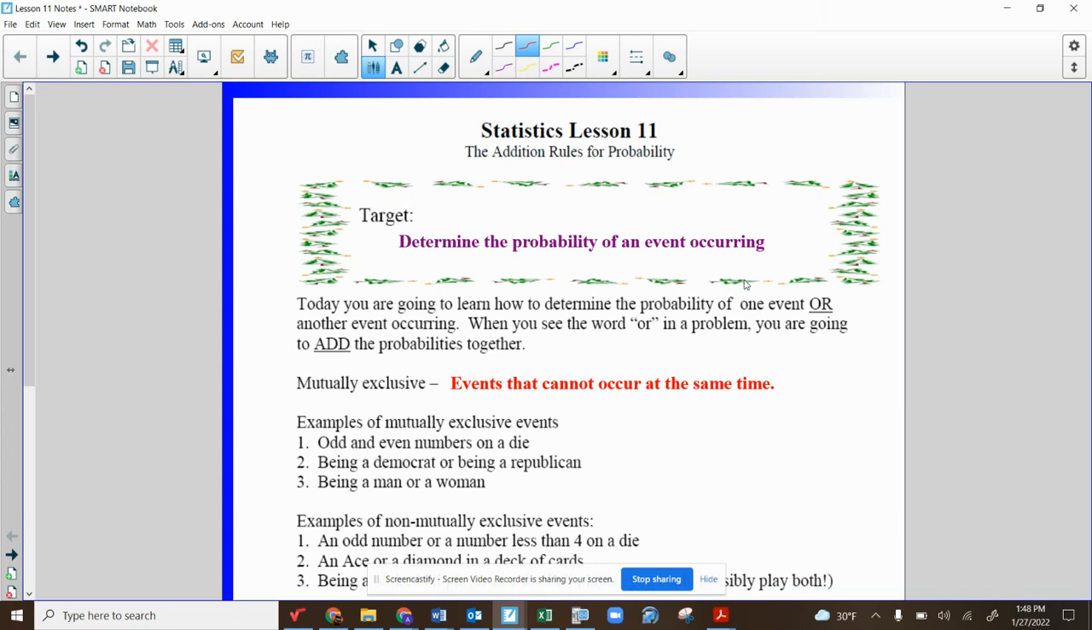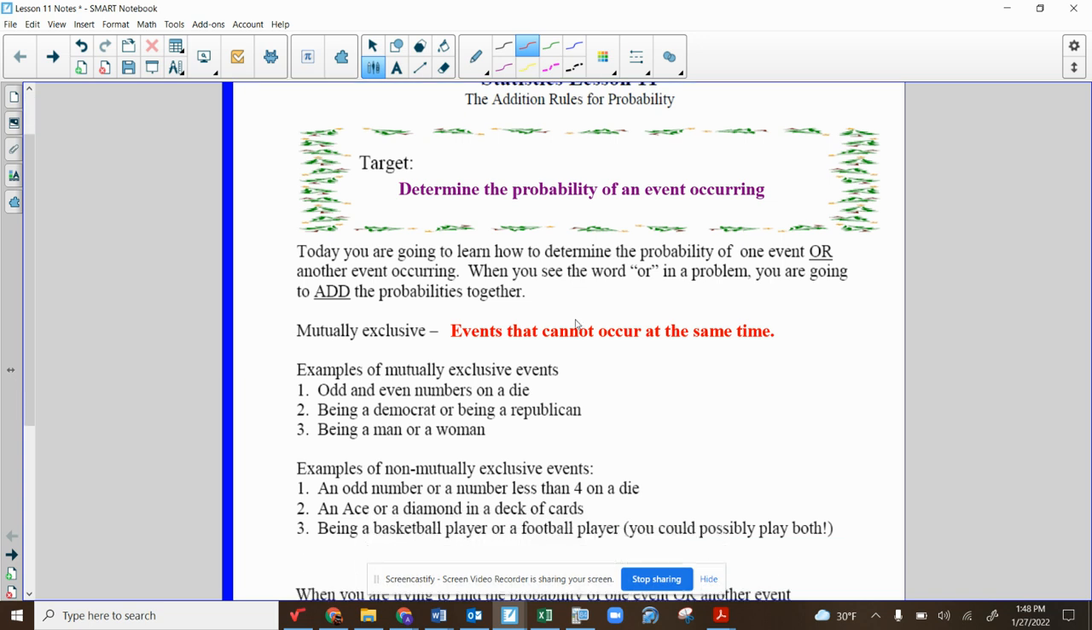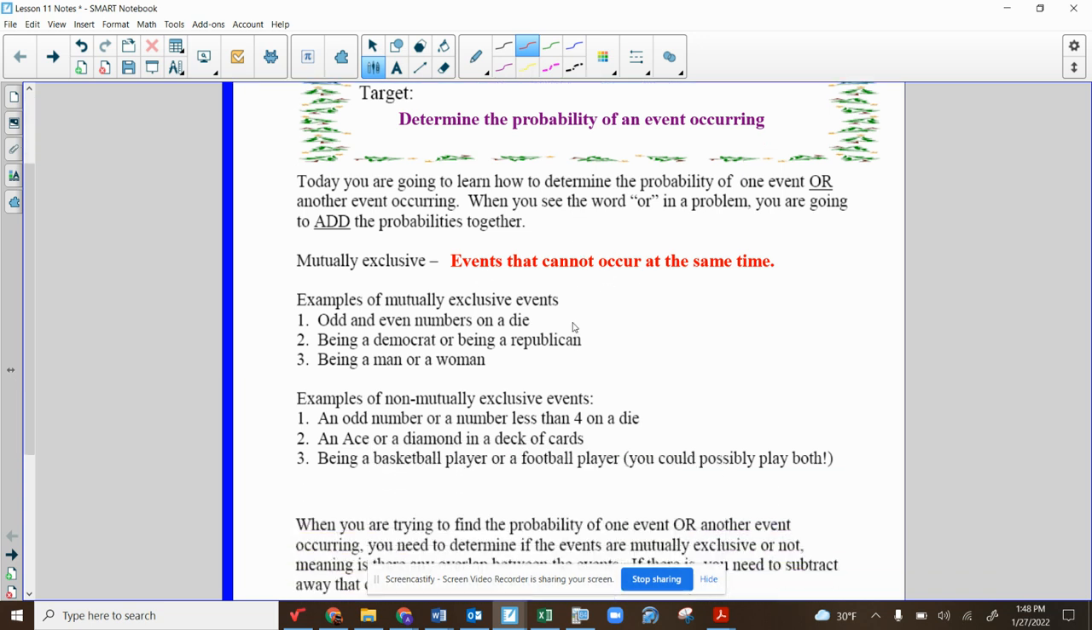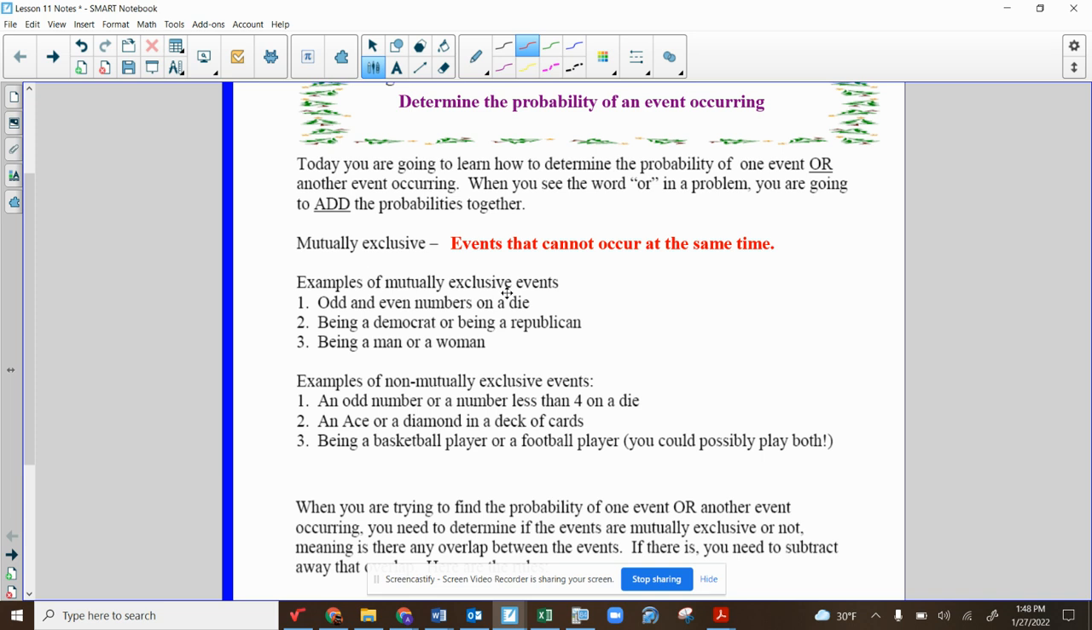All right, Unit 3, Lesson 11. Today we're going to talk about the addition rules for probability. So, what we're going to talk about here first is things that are mutually exclusive and not mutually exclusive.